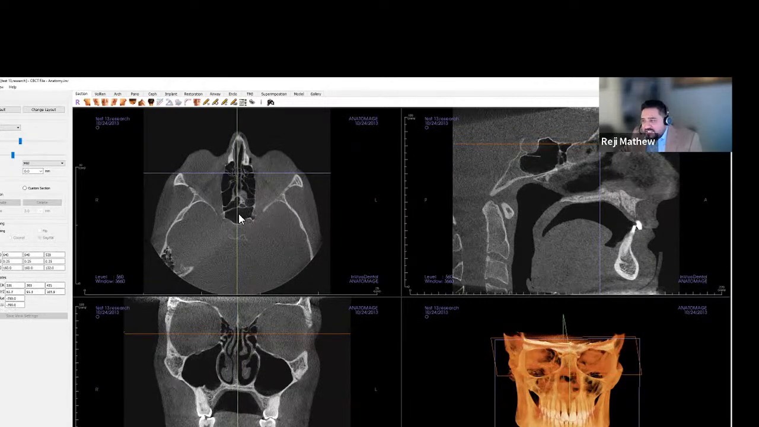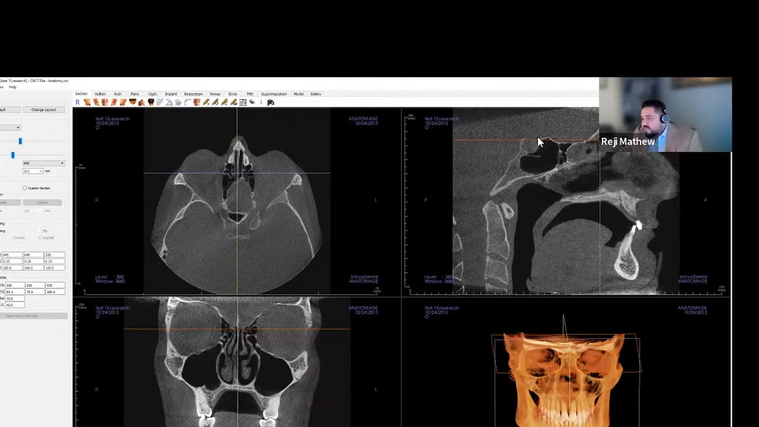You can see the sphenoid sinus right here. As I scroll, you could see the superior orbital fissure. That's the superior orbital fissure right there. And this one is the optic canal. And you might know this one, this is the dorsum sellae, and this is the pituitary fossa.